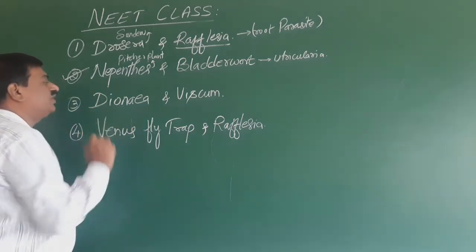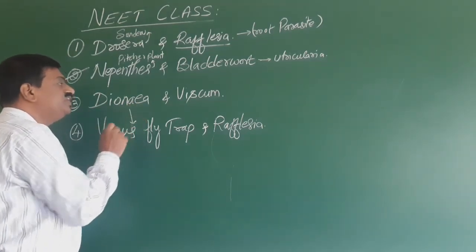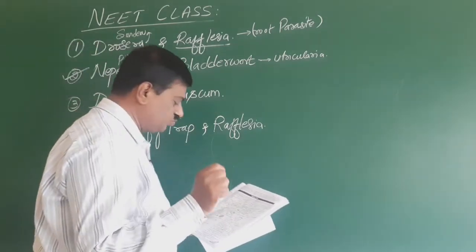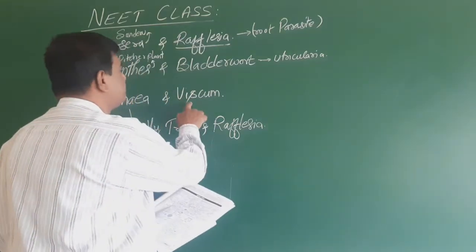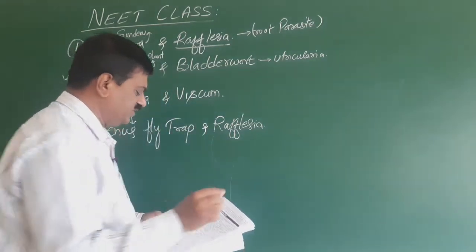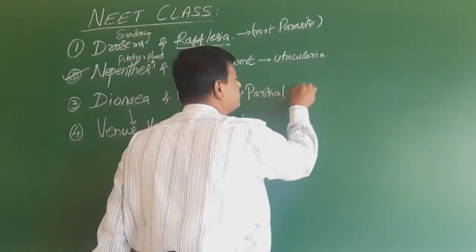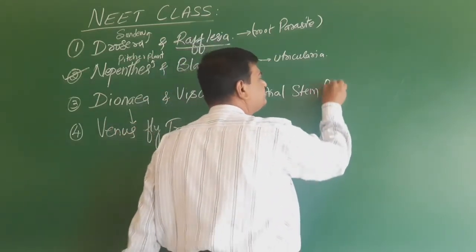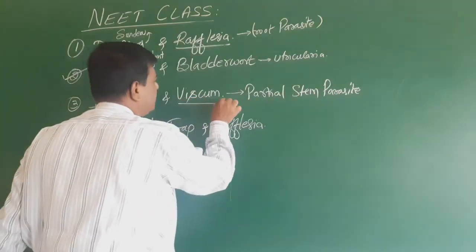So when we go for Dionaea, it is nothing but Venus flytrap. So Venus flytrap is one of the insectivorous plants, whereas the second one is called Viscum. So Viscum is called a partial stem parasite. So this is not an insectivorous plant.